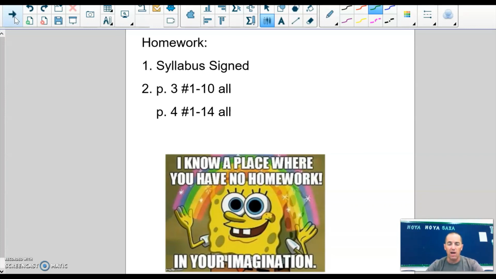Now, you do not have to print out the PDF. If you want to do all of your work on a separate sheet of paper and upload that, by all means, that is completely fine. Please do that. That's what I would do. I wouldn't print out all this stuff because it's just going to cost you money with a printer. Okay, so page 3, numbers 1 through 10 are going to be simplifying your complex numbers, and then page 4, 1 through 14, is going to be simplifying your radicals.